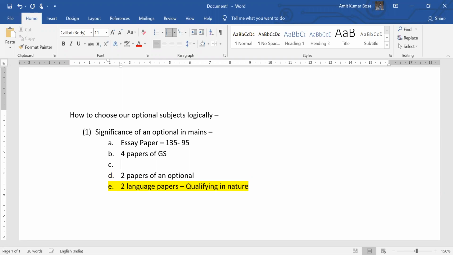In the 4 papers of GS, paper 1, in fact, why just paper 1? All the papers would be giving us practically average marks. If a candidate is getting any advantage in any particular paper of GS, that person would be securing at max 10 marks extra than an average candidate, not more than that. Let me show you how things go in the GS papers. Paper 1, on average, we expect a candidate to secure something around 110 marks, varying between 105 to 115.